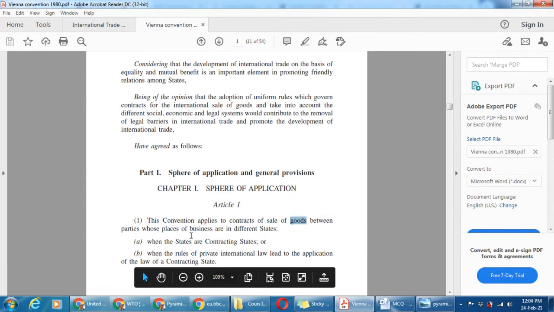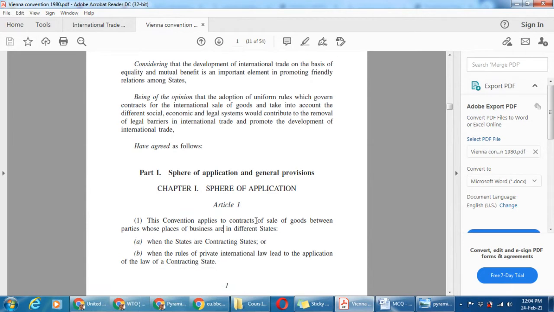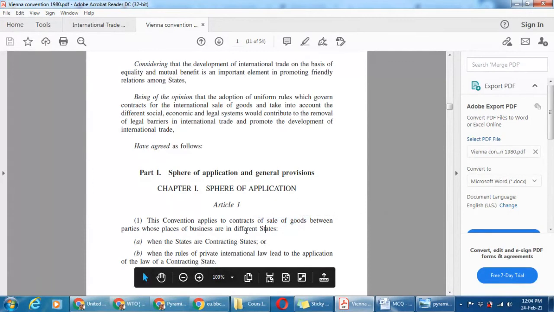between parties whose places of business are in different states. So, another condition. Well, the first condition is that the trade should be related to goods. And second, the trade should take place between two states. These are the two conditions to apply this convention.